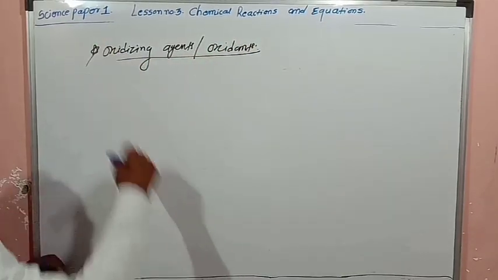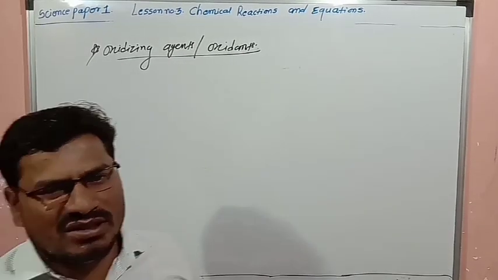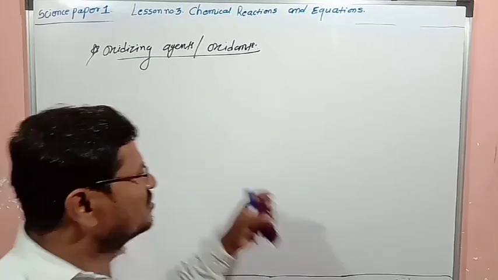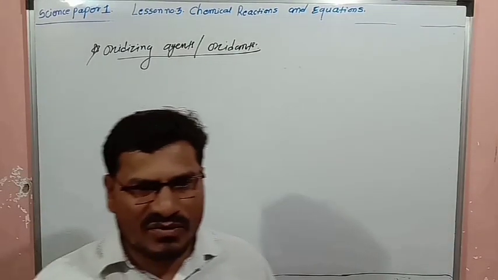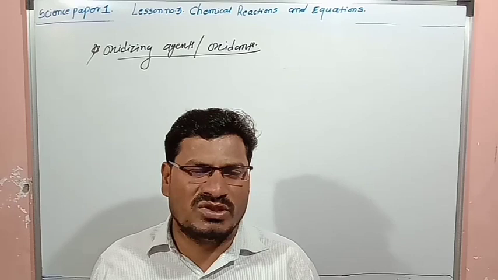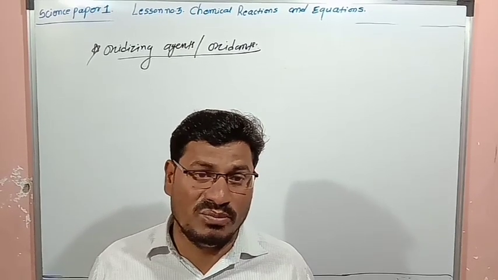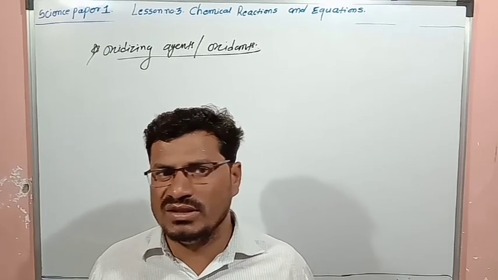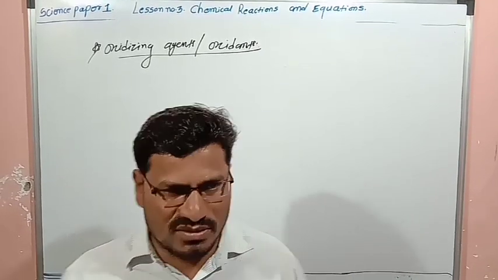So in that oxidizing agent or oxidant, what do you mean by oxidizing agent or oxidant? We are going to study some specific chemical substances which are used to carry out the oxidation of the reactant, and those particular chemical substances are called oxidizing agents. With the help of an example we'll learn.